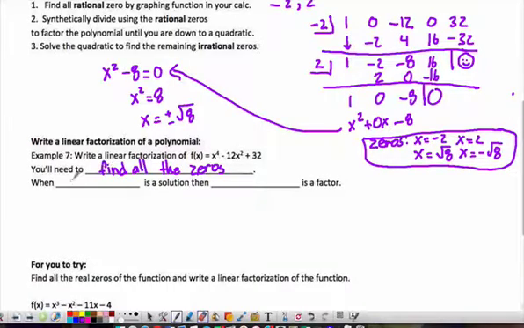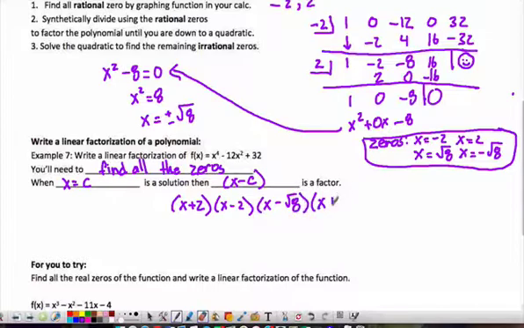And remember that when x equals c is a solution, then x minus c is a factor. So when I go to write this as a linear factorization, my -2 becomes x plus 2. My positive 2 becomes x minus 2. Then my positive square root of 8 becomes x minus square root of 8. And then I have x plus the square root of 8. I have now factored this equation using this system here.